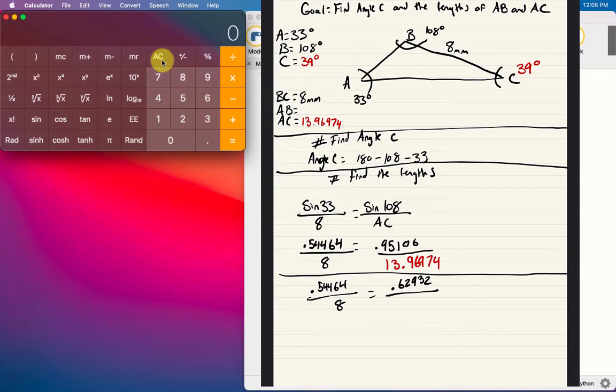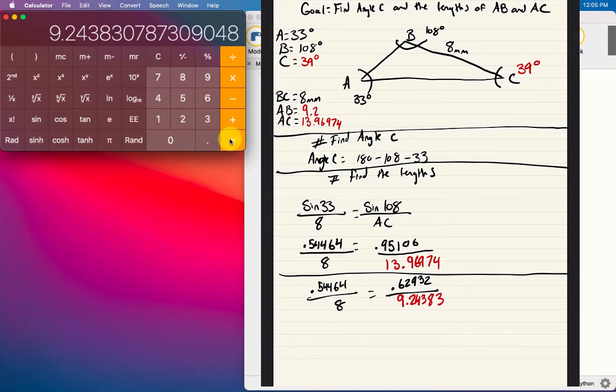So let's do that. We'll do 0.62932 divided by 0.54464, and then we'll multiply that by 8. And then that gives us, let's get red here, 9.24383. Yeah, cool.